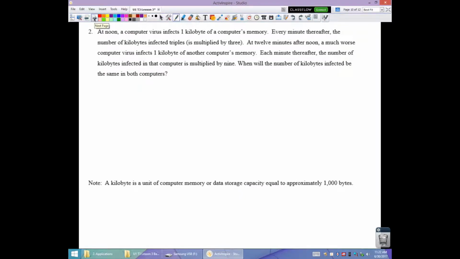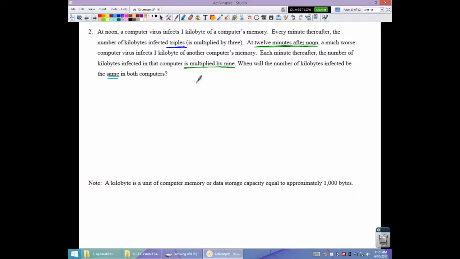Okay, number 2. At noon, a computer virus infects 1 kilobyte of a computer's memory. Every minute thereafter, the number infected triples. So there's again why we know that it's an exponential equation. It's being multiplied by 3 every minute. At 12 minutes after noon, a much worse computer virus infects 1 kilobyte of another computer's memory. Each minute thereafter, this amount is multiplied by 9. When will the number of kilobytes infected be the same? So we know we want equal in both computers.